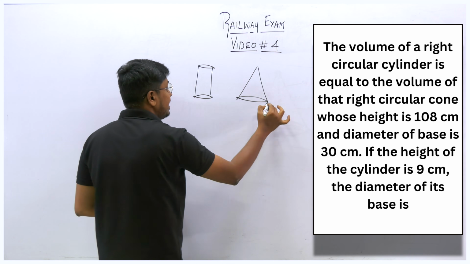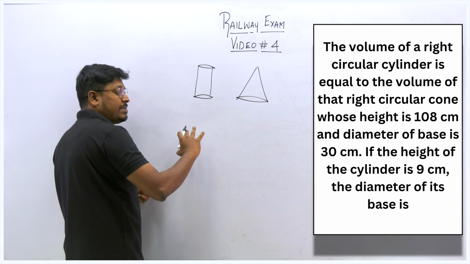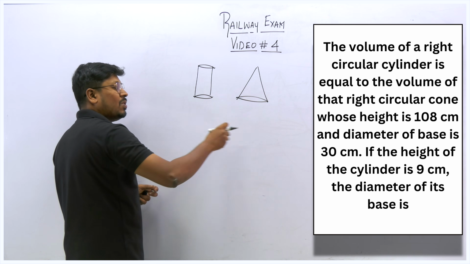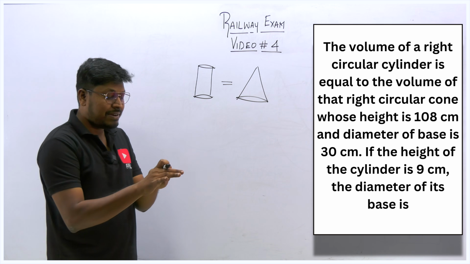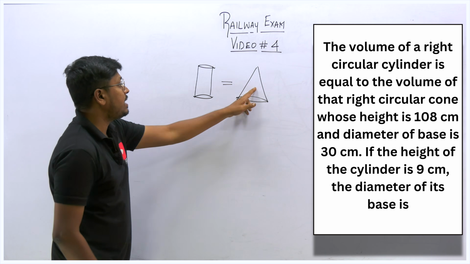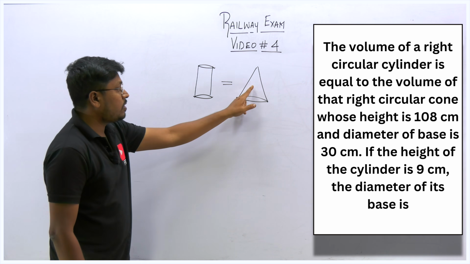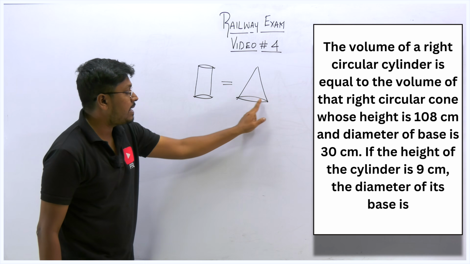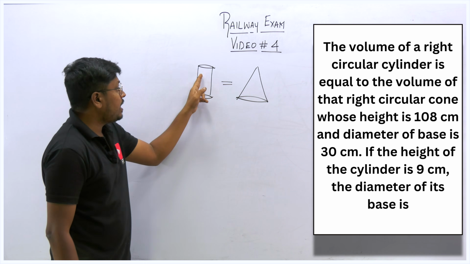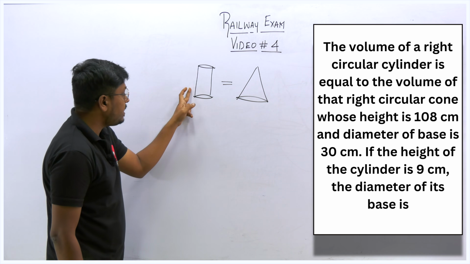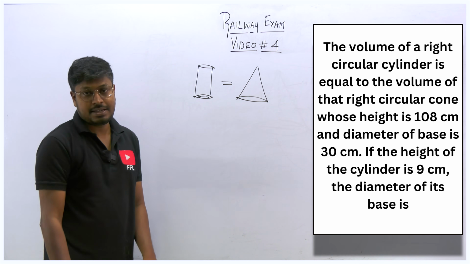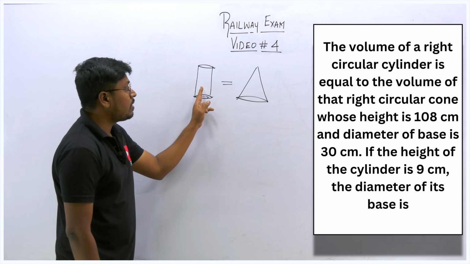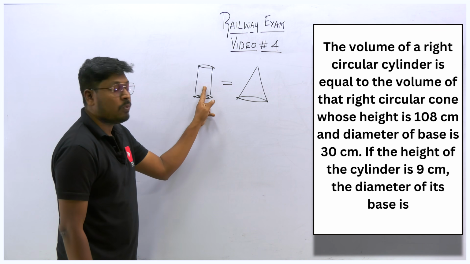So whenever you see this, or else a cone is melted to form a sphere, in all these cases just equate both the volumes, because here they have given it directly. So the cone volume is equal to the cylinder volume. For the cone they have given the height as well as the diameter. For the cylinder they have given the height, but our target is to find the diameter of the cylinder. But we know by using the clue that volume of cone is equal to volume of cylinder.